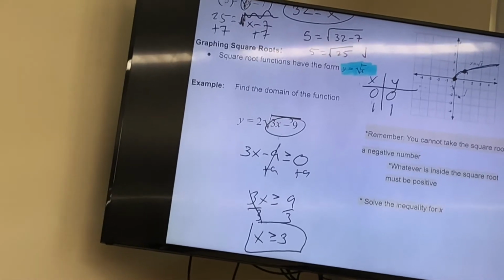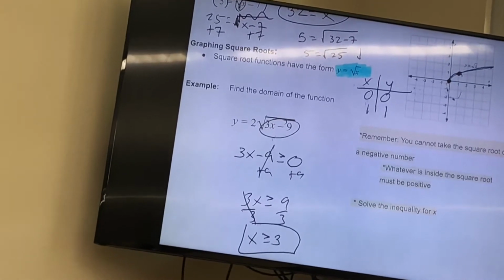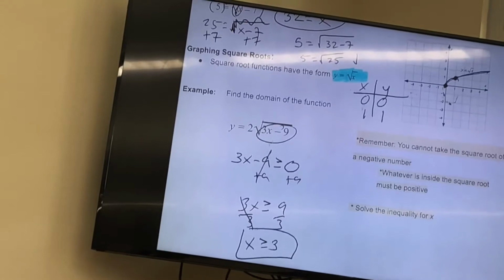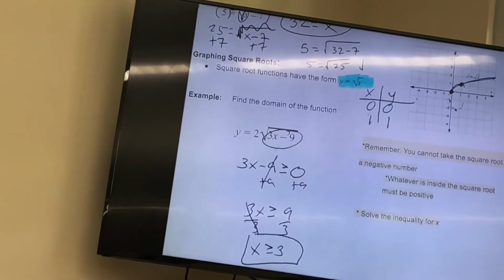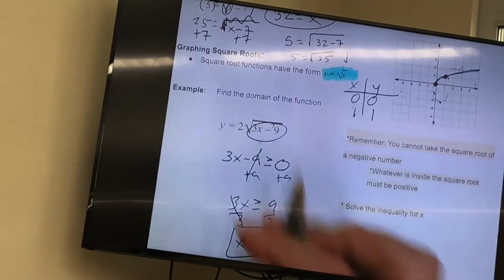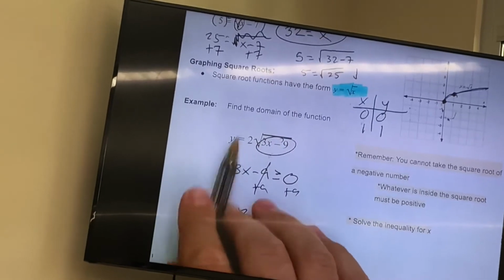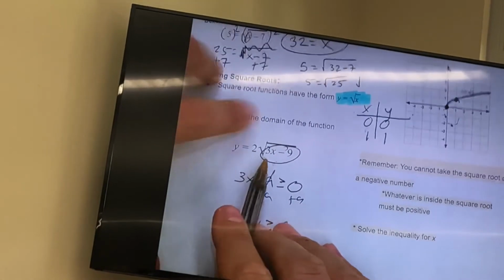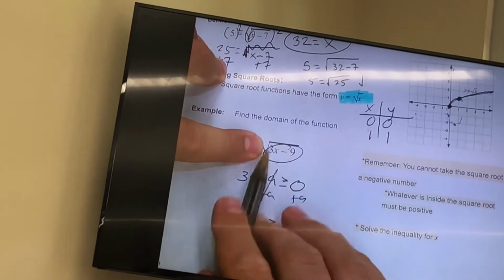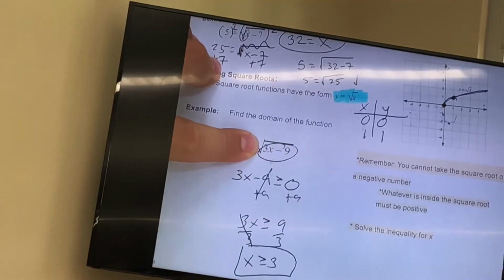Miss May, any questions or comments? Do I do it with the square root or just the thing inside? Just the thing inside of the square root. So if you notice, I did not even address that 2 in the front. I completely ignored it, so just inside of the square root symbol.